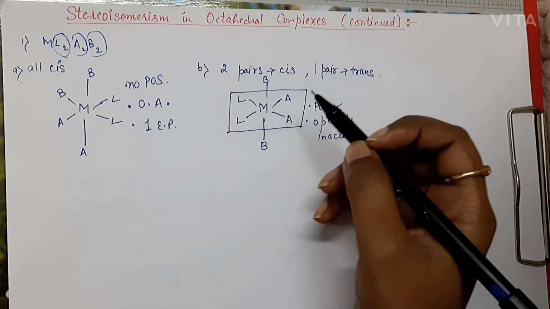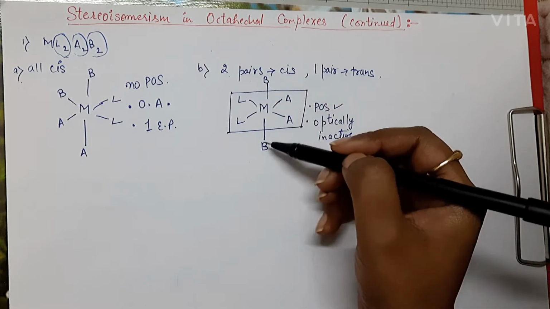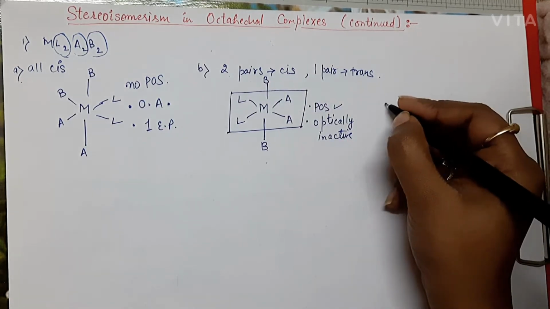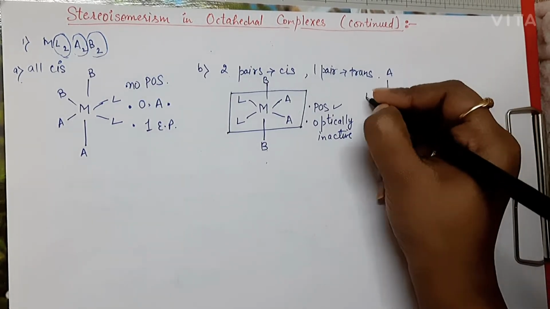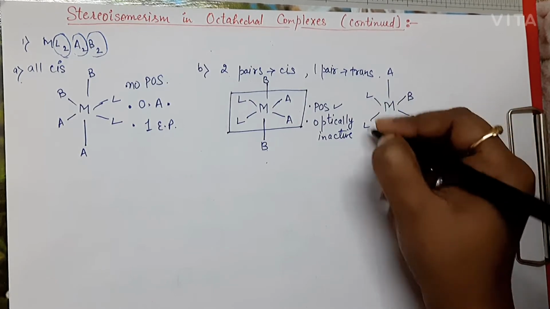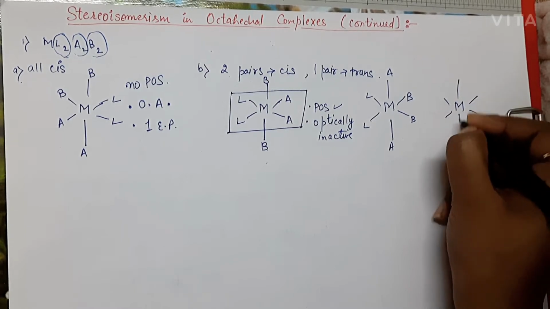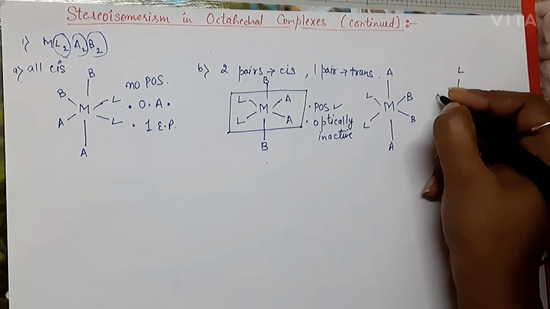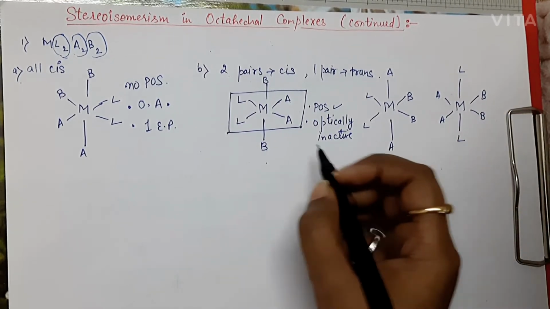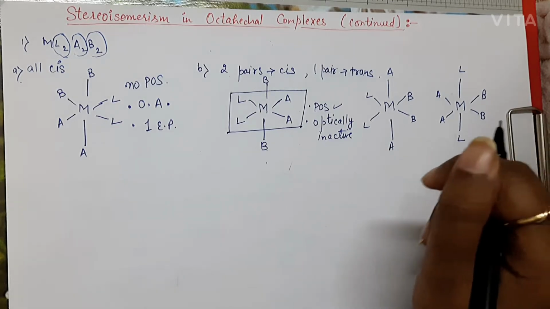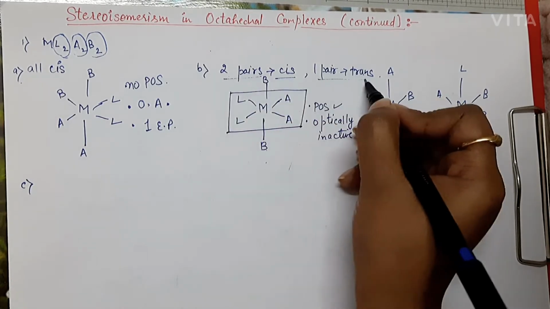Now in this case I can play around with the ligands. Suppose in the first case I have given trans position to these two B ligands. In the second case I can provide trans position to the A ligands like this, and B will be cis, L will be cis. Also I can give trans position to these two L, and here A will be cis and B will be cis to each other. So here we have three isomers. Now here I have tried to give two pairs cis position and the third pair trans position.